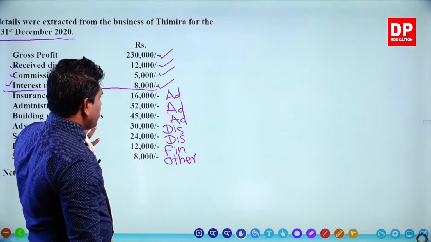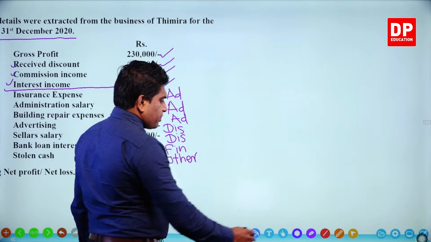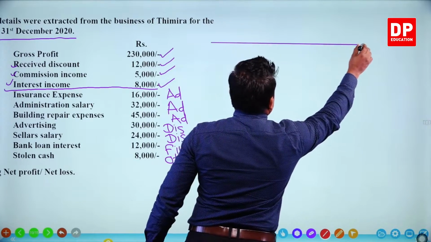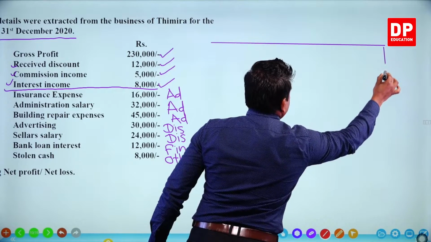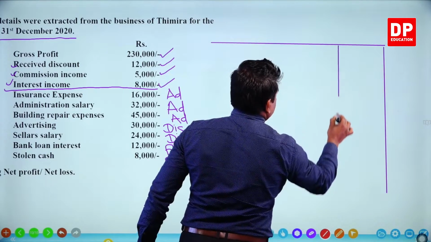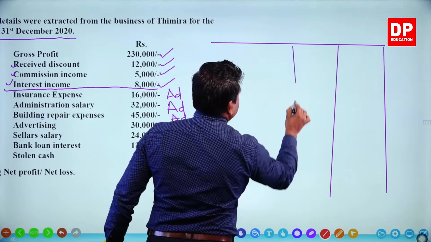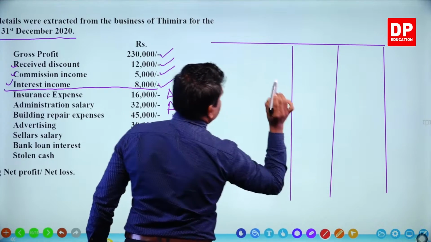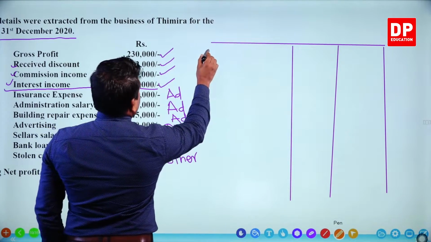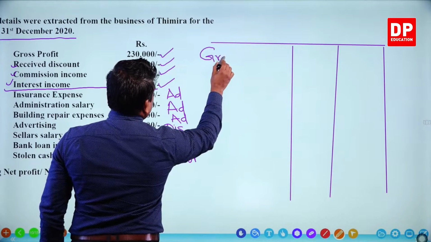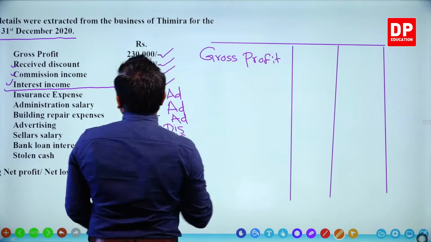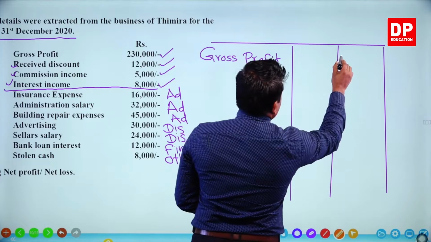Now, here I can do the question. It's better if you can draw some lines. Right? Now, on the top, what do we write? Gross profit. How much? Gross profit, they have given 230,000. We put it here.